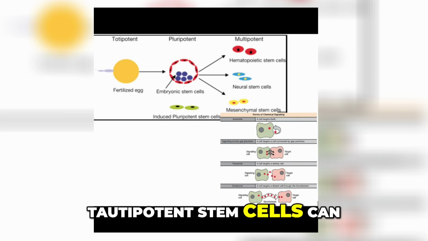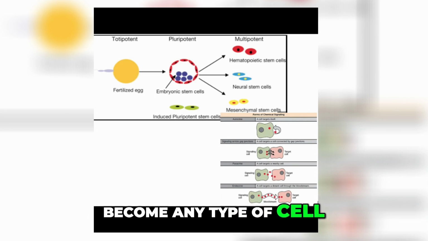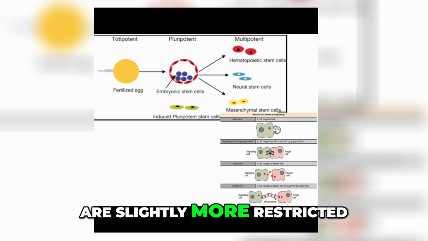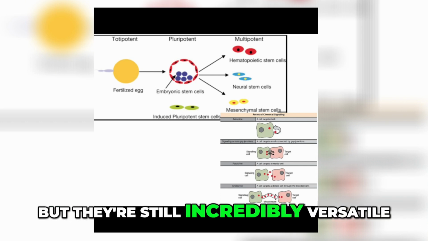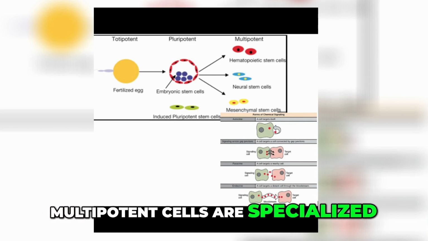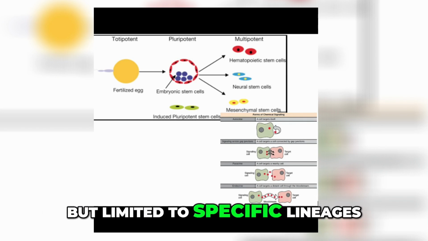Totipotent stem cells can become any type of cell. Pluripotent stem cells are slightly more restricted, but they're still incredibly versatile. Multipotent cells are specialized but limited to specific lineages.